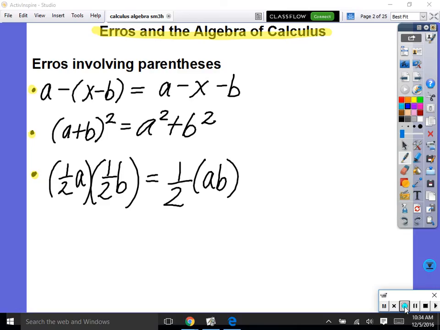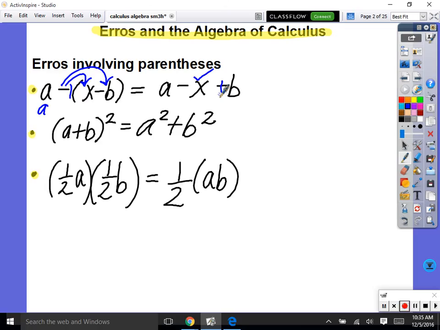So, errors involving parentheses. These are some errors we see in calculus. Is it true that a minus the parenthesis of x minus b equals a minus x minus b? No, this is really a, and then that's negative 1 times x, which is negative x. Negative 1 times negative b should be plus b. Correct, everybody? So we fix that.